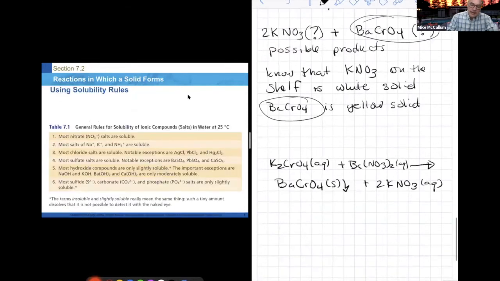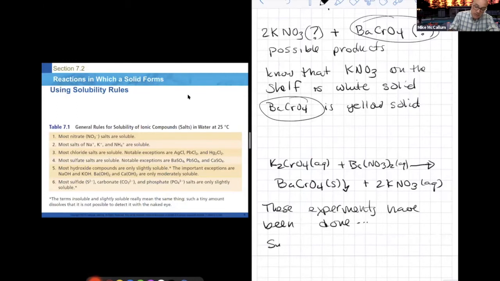Okay, well, it turns out that these experiments have been done, of course. And what these experiments have allowed us to do is to determine a set of general solubility rules. One of the things that you find out if you do a bunch of these precipitation experiments is that sulfide salts tend to be insoluble. In other words, if you start with a sulfide salt and put it in water and try to dissolve it, we find it doesn't dissolve.